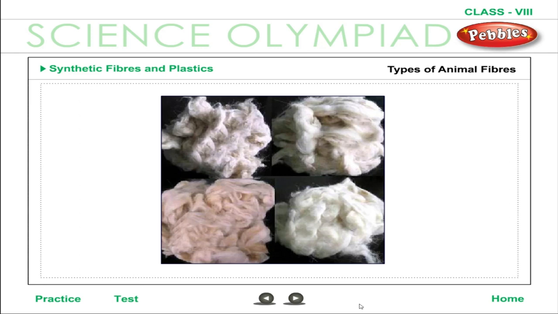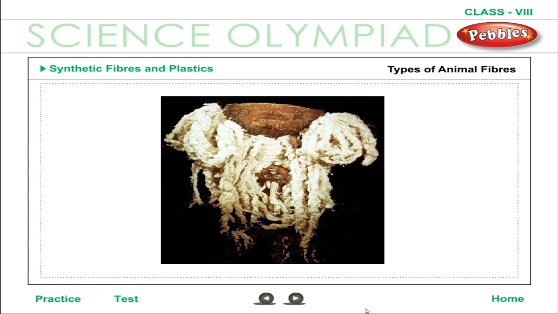Types of wool. Sheep wool. The world's finest wool comes from the fleece of merino sheep. Fleece is a thick coat of hair on the body. Wool is collected from the sheep by cutting with clippers. This process is called shearing.